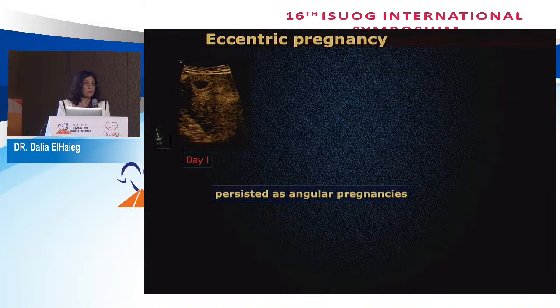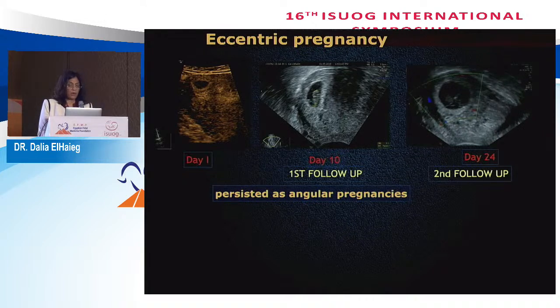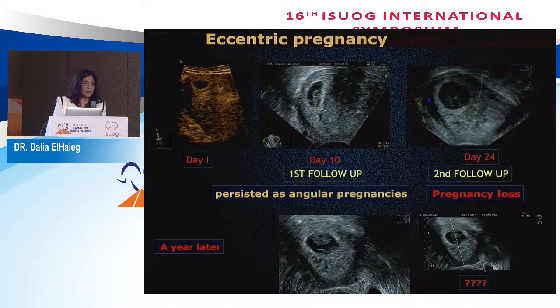Some of the cases may persist as angular pregnancy on the first follow-up and on the second follow-up, and pregnancy loss was detected. And interestingly, the same patient got pregnant a year later in the same location with the same outcome.